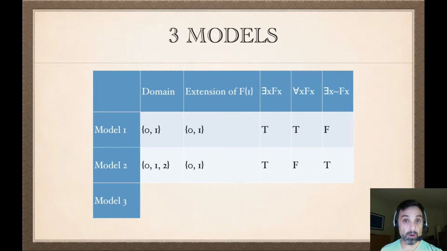Let's finally look at model 3, our last example. So we'll have 0 and 1, and the extension of F will be empty.